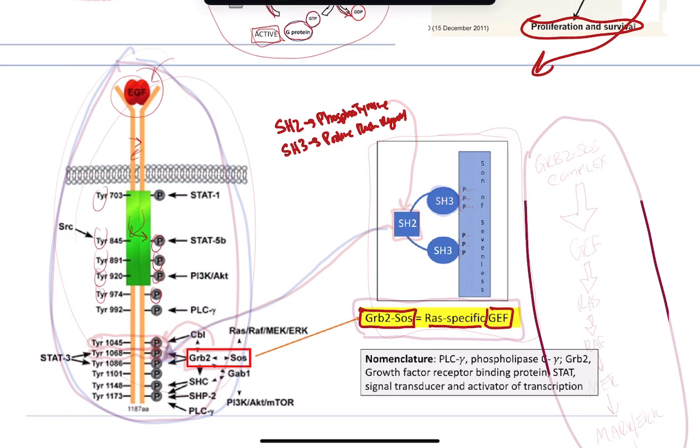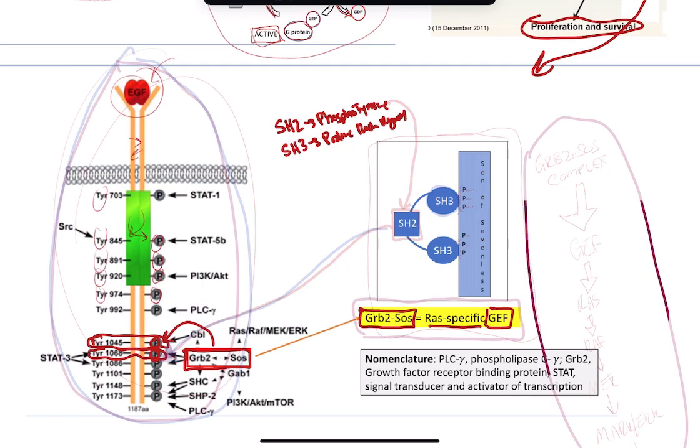So we have the phosphorylation that we talked about. Once these tyrosines have been phosphorylated, right? The GRB2-SOS complex is going to be attracted to those phosphotyrosines.